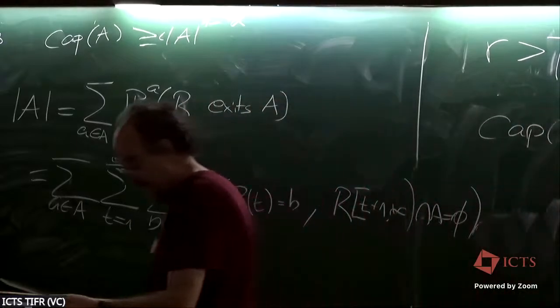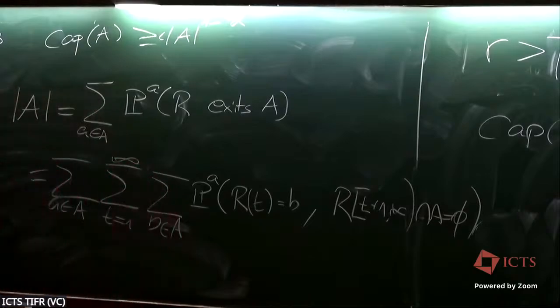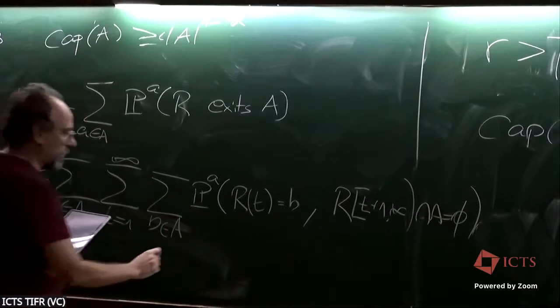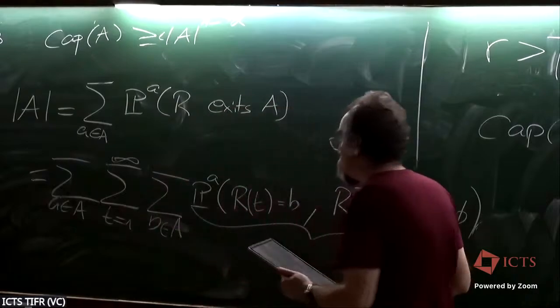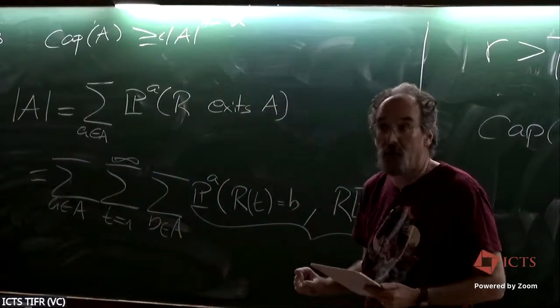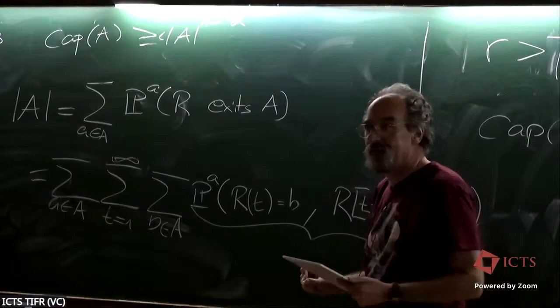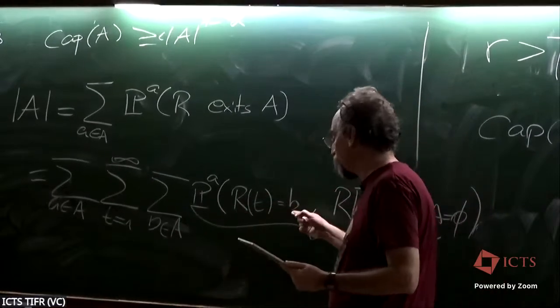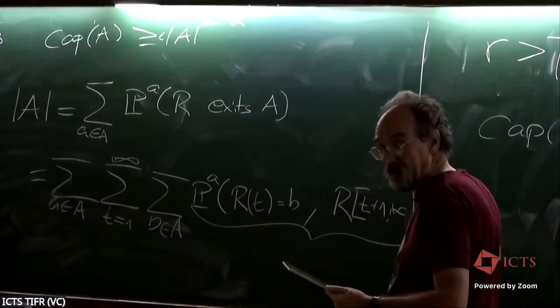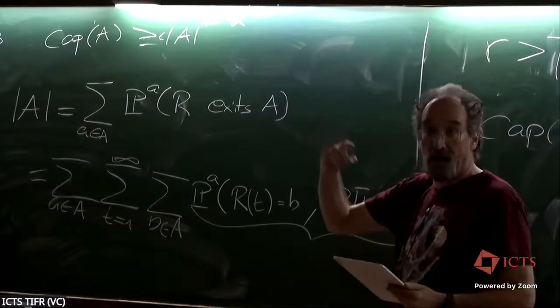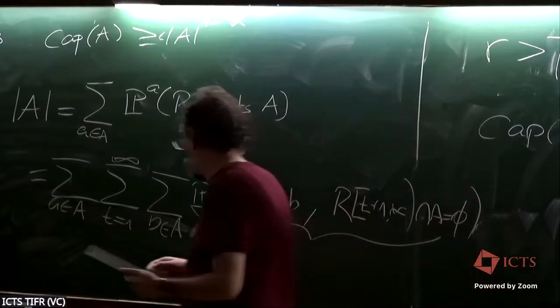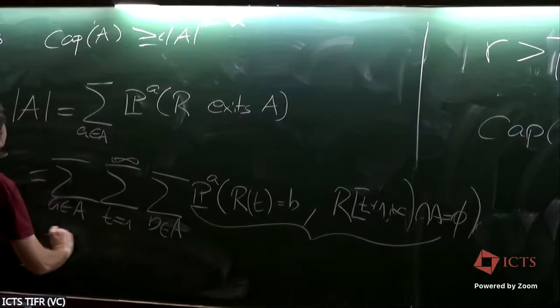Now, of course, I'm changing the order of summations. Now, of course, this is just the product of these two probabilities, right? We are talking about a random walk. So for a random walk, this is the product of this probability and this probability. I'm changing the order of summations, still an equality.